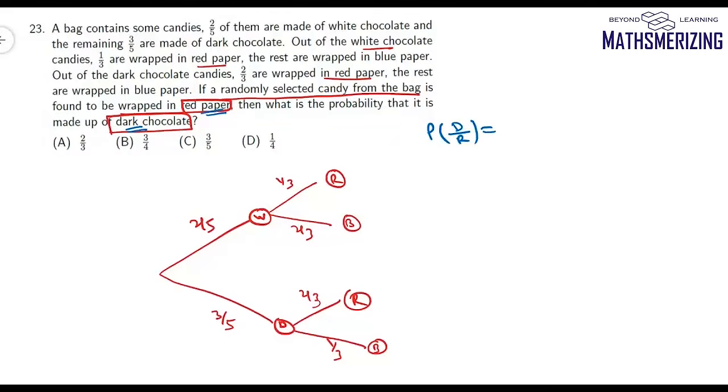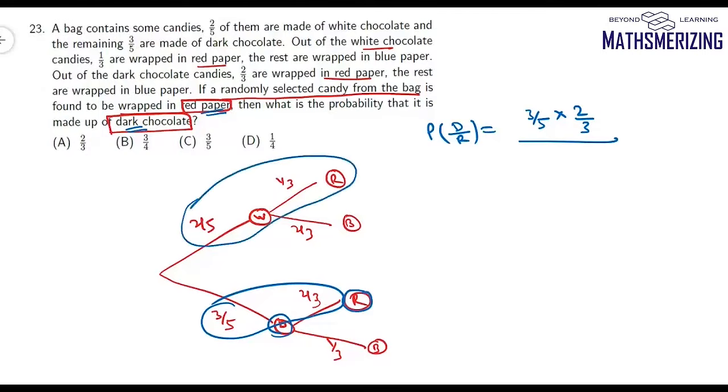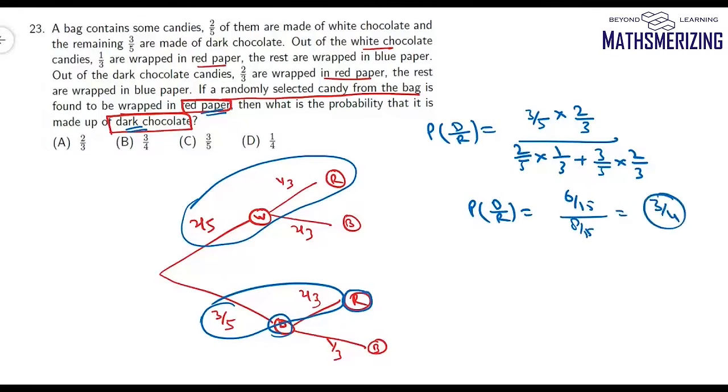So we'll put the case when it is a dark chocolate with red paper in the numerator. So it will be simply 3 by 5 into 2 by 3, and in the denominator we'll put the probability of getting a red paper. We get a red paper when it is white and red or when it is dark and red. So here it will be 2 by 5 into 1 by 3 plus 3 by 5 into 2 by 3. So this is 6 by 15 upon 8 by 15. So it is simply 3 by 4, and that's your option number B.